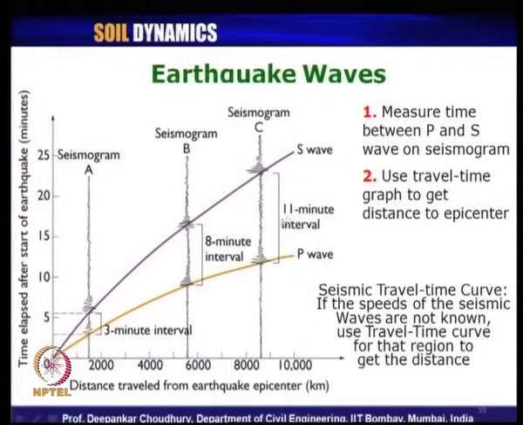Now, coming to another method, this is the seismic travel time curve. This method is called the seismic travel time curve. The concept is almost similar. What it does is measure the time between the P wave and S wave reaching on the seismogram, what we have done just now, and use the travel time graph to obtain the epicenter in this manner. So, if the speeds of the seismic waves are not known, then this travel time curve for that region to get the distance is very useful.